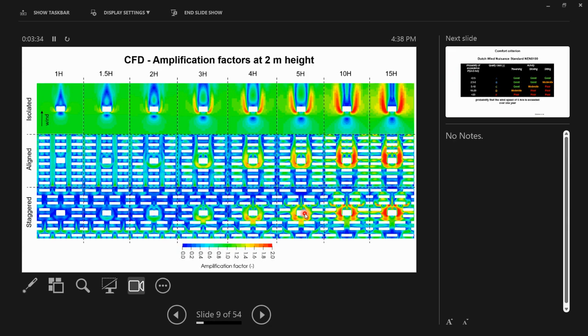And we did an extensive study for these three situations: isolated, aligned, and staggered. And you see if you increase the building height to the right, you see that these corner streams, the red zones, become more and more important. And of course, the neighborhood around it will make wind corridors at the left side, in the aligned case, or in the staggered case, it will be more dispersed. This information you can now use to determine the amplification factors. That means how much the wind is amplified compared with the case where there's no high-rise building.